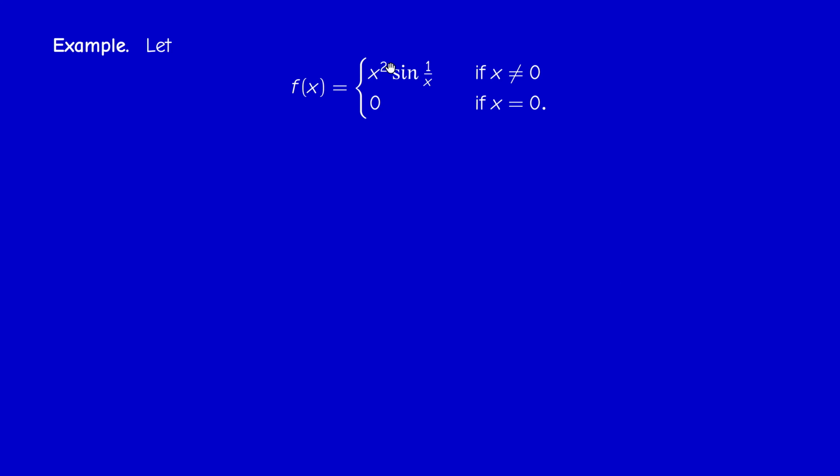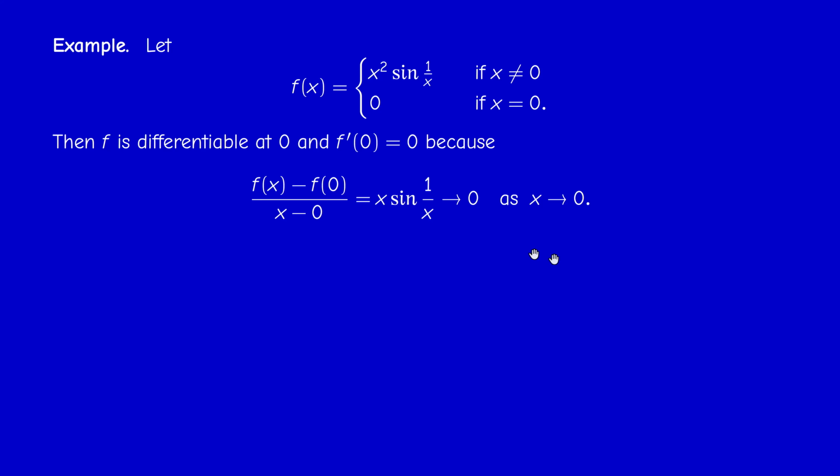Consider the function defined by x squared times sine 1 over x if x is not 0 and 0 at 0. Okay. Now, this function is not only continuous, but it's differentiable, actually. It's differentiable at any point different from 0 because it's the product of two differentiable maps. But the only problem is at 0.